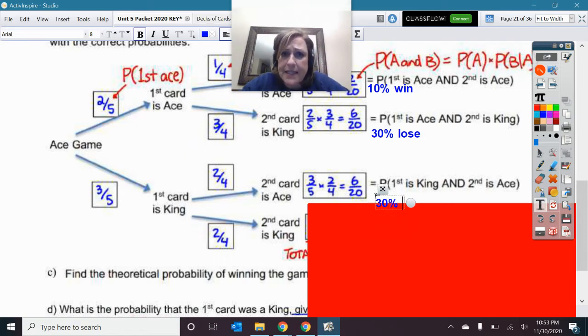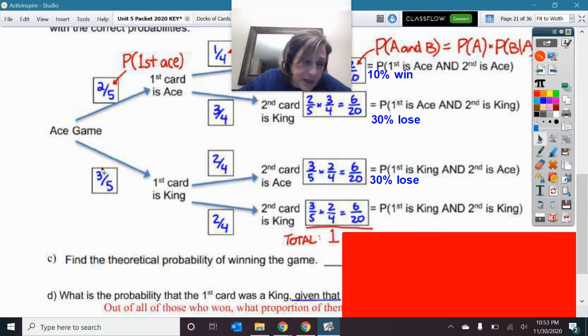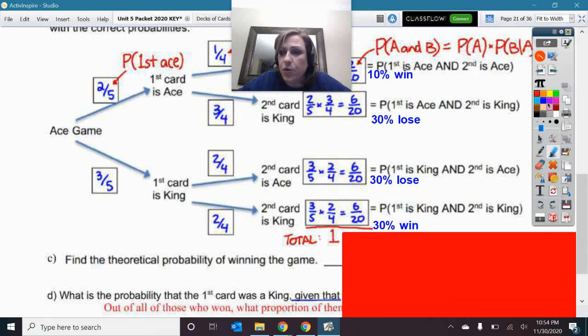And what happens if you have a king and then an ace? Do you have a winner or a loser? And that is a lose situation. Okay. And then we have this next one here where we got 3/5 of getting a king and then a 2/4 chance to get a king. So that's 3/5 times 2/4. That's 6/20. So we have yet again another 30% situation. Okay. But what we have is that results in a win because you had king, king. So see, here's our ways that we could win. We could do this ace, ace situation, or we could do the king, king situation.